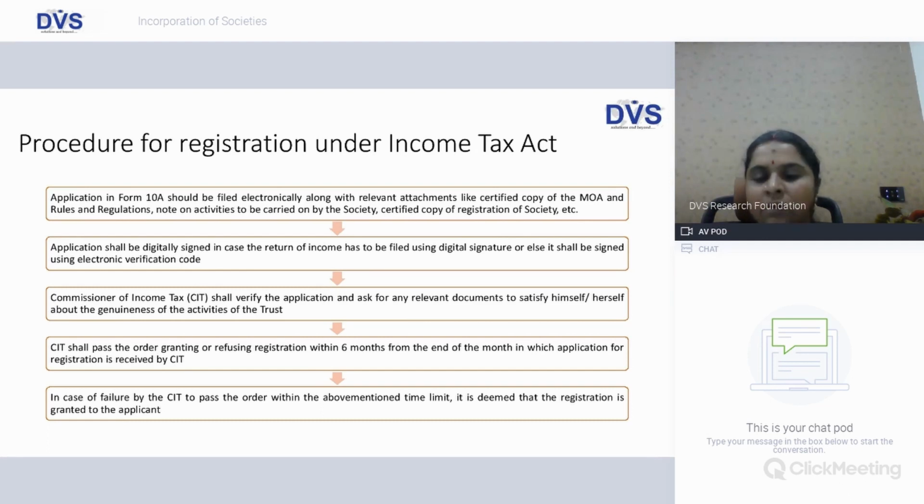The CIT shall verify all the documents and may seek clarification on the documents submitted, or further queries can be raised, and the time limit is a maximum of 6 months from the date of submission of the application. In case of failure by the CIT to pass an order within the 6 months time limit as prescribed under the Act, it is deemed that the registration is granted to the applicant.